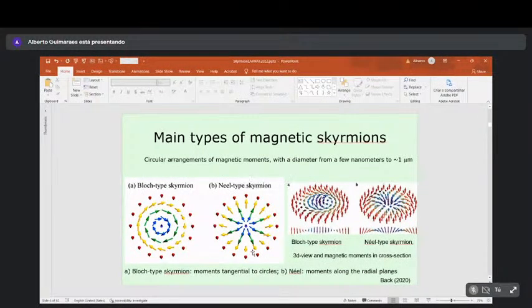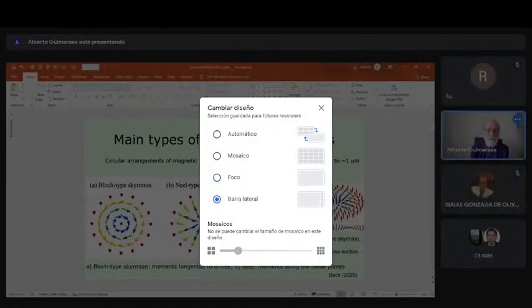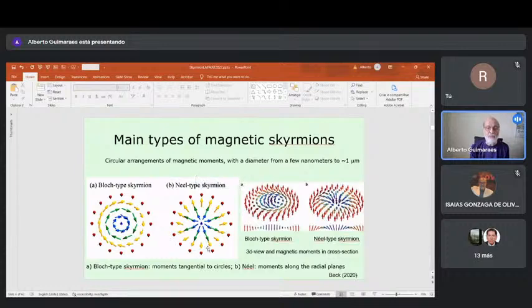There are two major groups of Skyrmions shown here. On the left, this is the Bloch type of Skyrmion. It's a structure of magnetic moments tangential to circles, as shown in figure A. A second type of Skyrmion, very common, is the Néel Skyrmion, where the moments are organized in radial planes, as shown in figure B. On the right-hand side, we also show how the magnetic moments vary along the diameter.